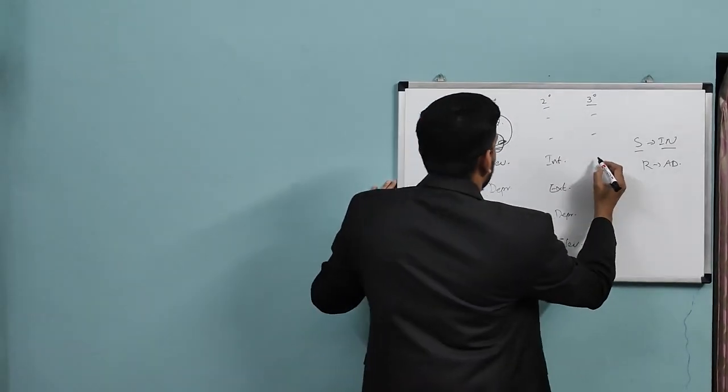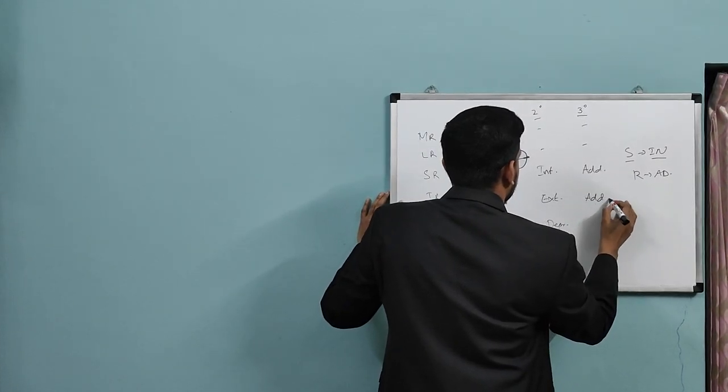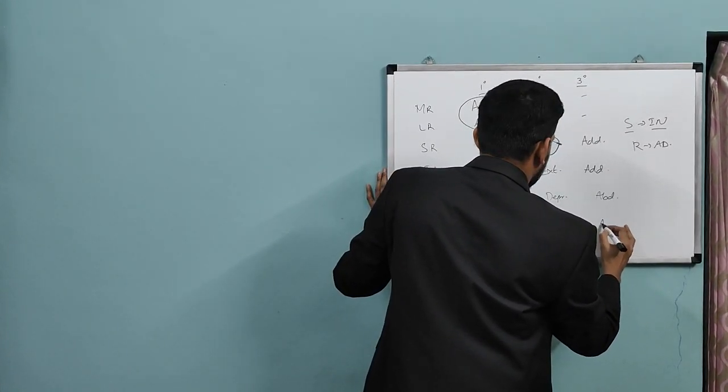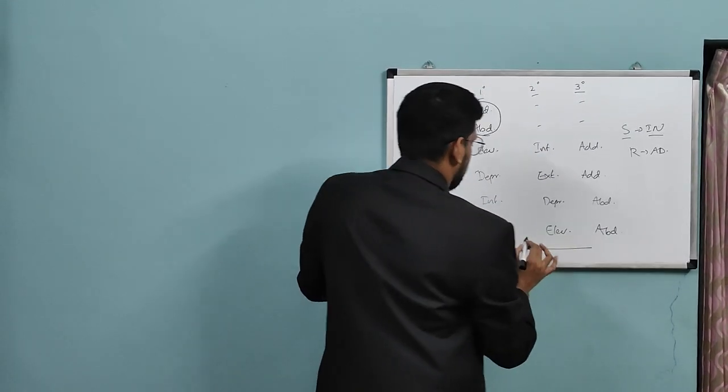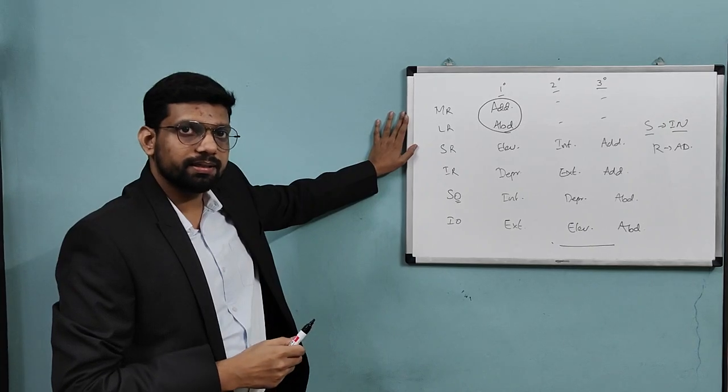So superior rectus and inferior rectus tertiary action will be adduction, and superior oblique and inferior oblique tertiary action will be abduction. So in this way you can remember this table very easily and it will never get confusing.